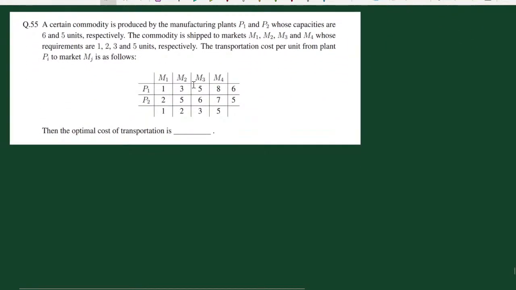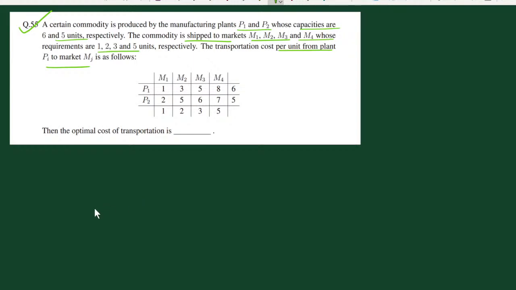Now we go to the next problem, question number 55. This question says that a certain commodity is produced by the manufacturing plants P1 and P2 whose capacities are 6 and 5 units respectively. The commodity is shipped to the markets M1, M2, M3 and M4 whose requirements are 1, 2, 3 and 5 units respectively. The transportation cost per unit from the plant Pi to the market Mj is as follows. So this is the transportation problem. The optimal cost of the transportation is needed.